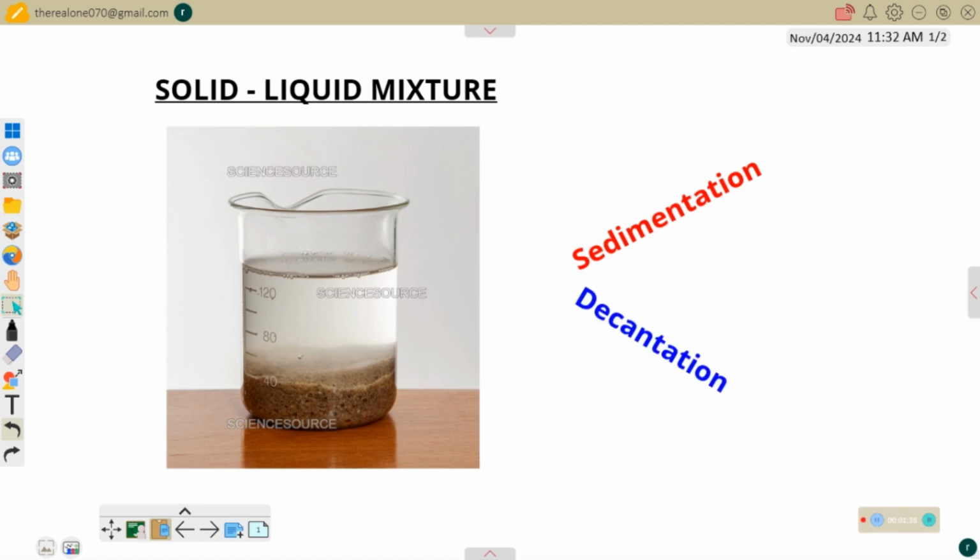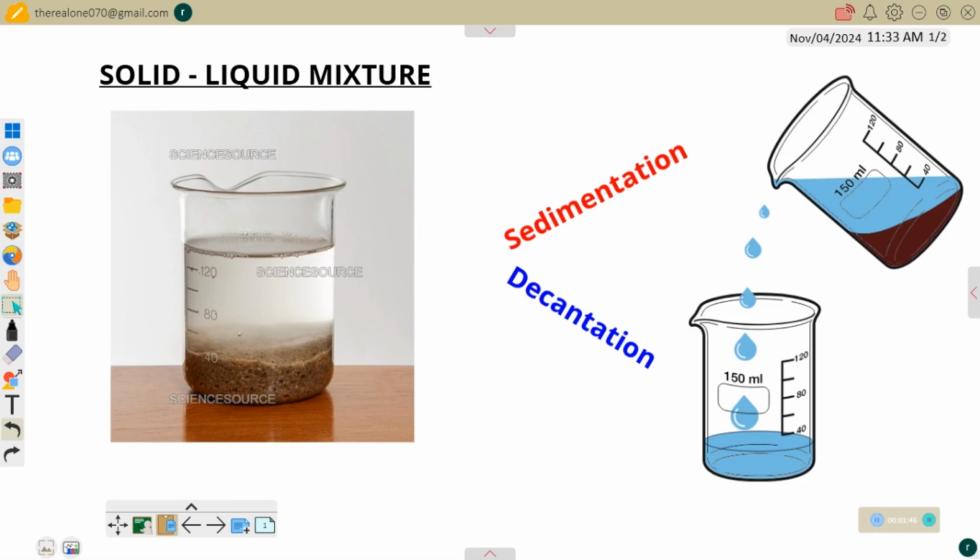So sedimentation and decantation in this case, that is the case of liquid solid mixture, can go together. It means sedimentation involves settling of the solid particles, while decantation involves pouring a liquid out from the container or from the mixture. So now we can talk about the second case, that is liquid-liquid mixture.